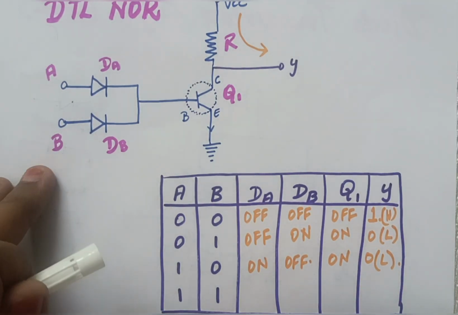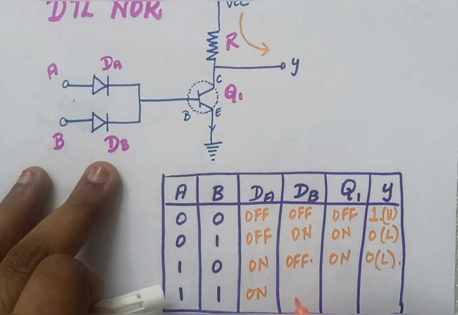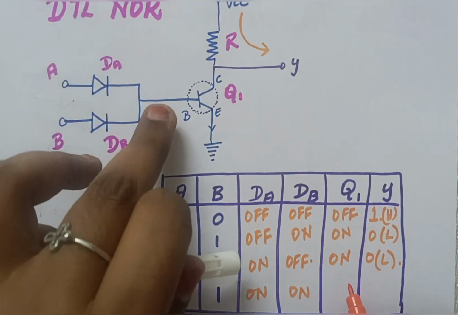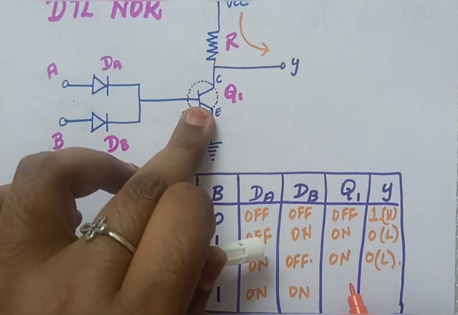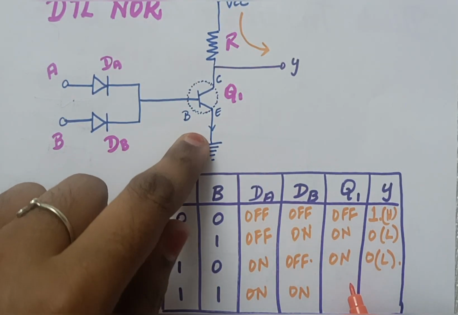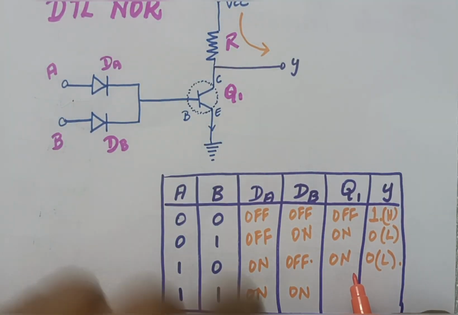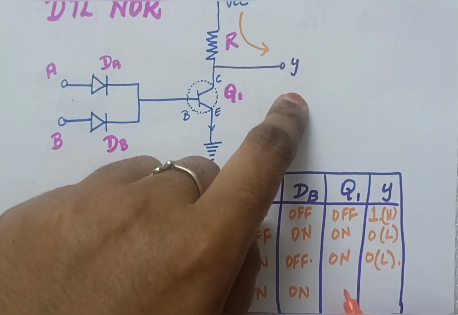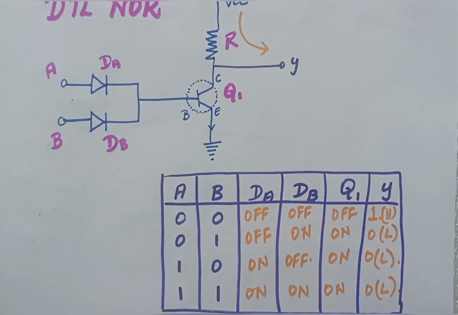Now when A is 1 and B is 1, what will happen? When A is 1, B is 1, DA will become on, DB will be on. When both are on, I will have voltage flowing into the base of Q1. So when voltage flows here, what will happen? Q1 will be short circuited. If Q1 is short circuited, I will have the supply going into the ground, pulled by the ground. So I won't have any voltage going into Y. So what will be my Y? This will be on and my Y will be 0, which is low value. So this is how the DTL NOR circuit works.